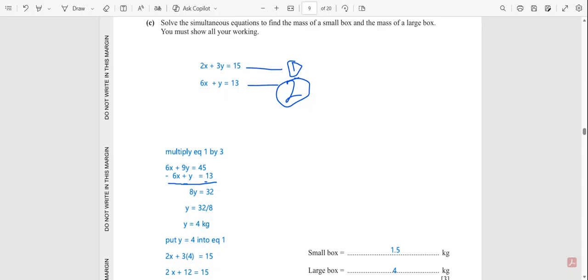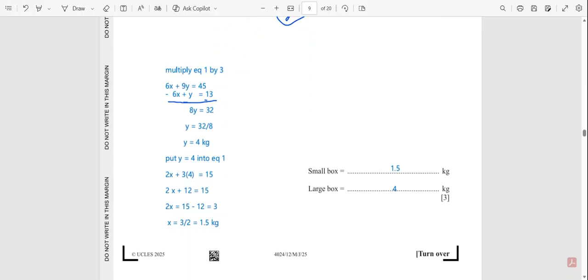Put y is 4 kg into equation 1. So 2x plus 3y is 15 is equation 1. So 2x plus 3 times 4 is 15, 2x plus 12 is 15, and 2x is equal to 15 minus 12 is 3, and x is 3 by 2 is 1.5. So small box is 1.5 kg and large box is 4 kg.